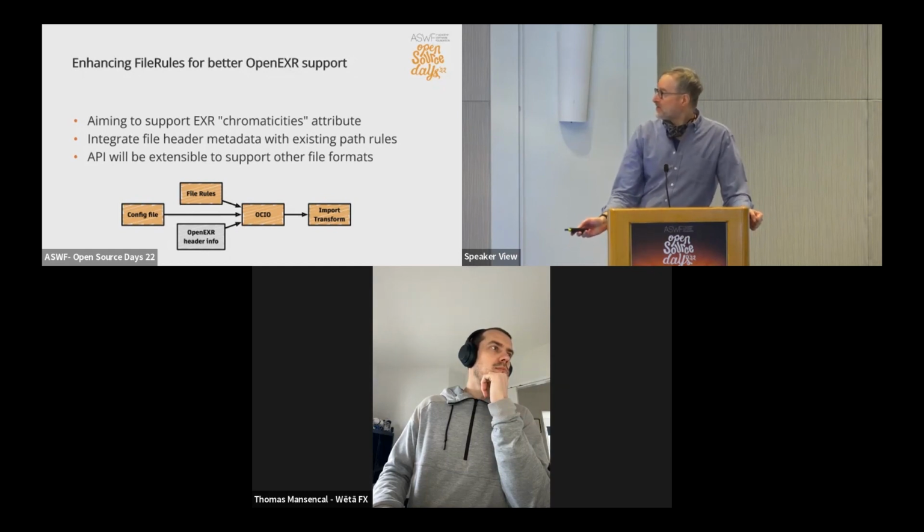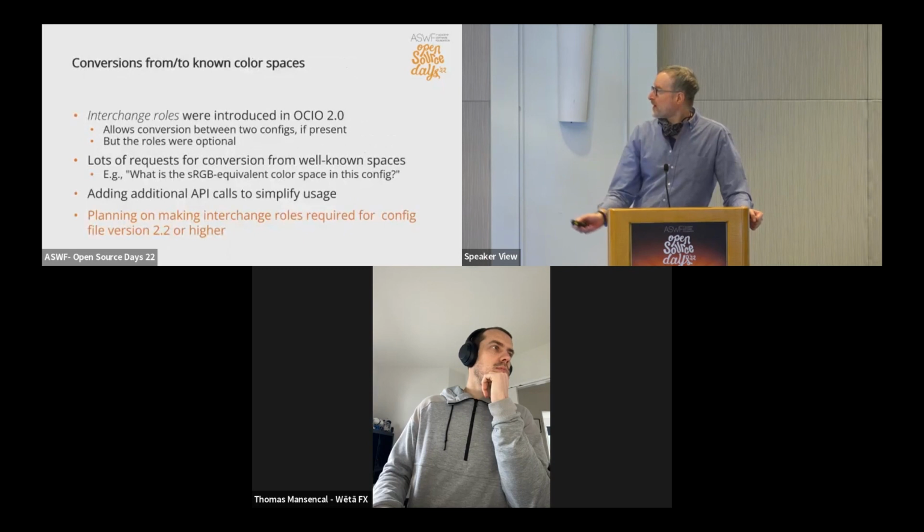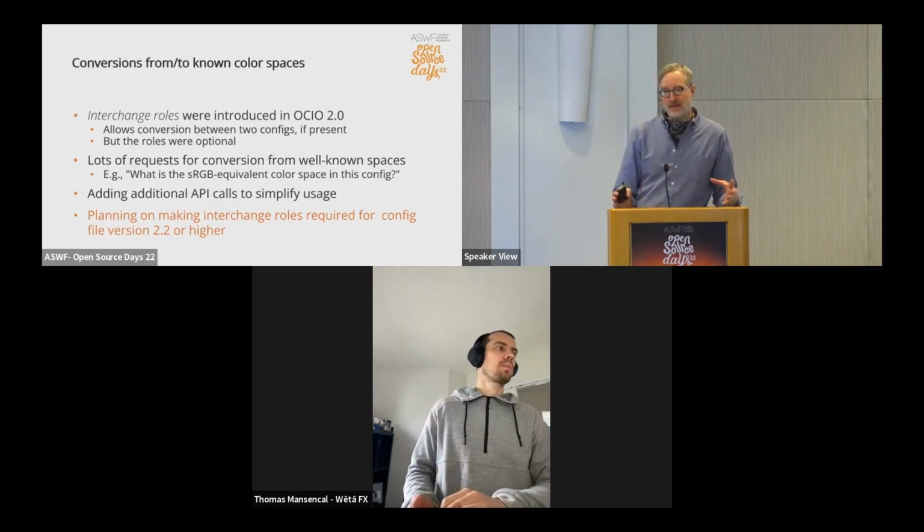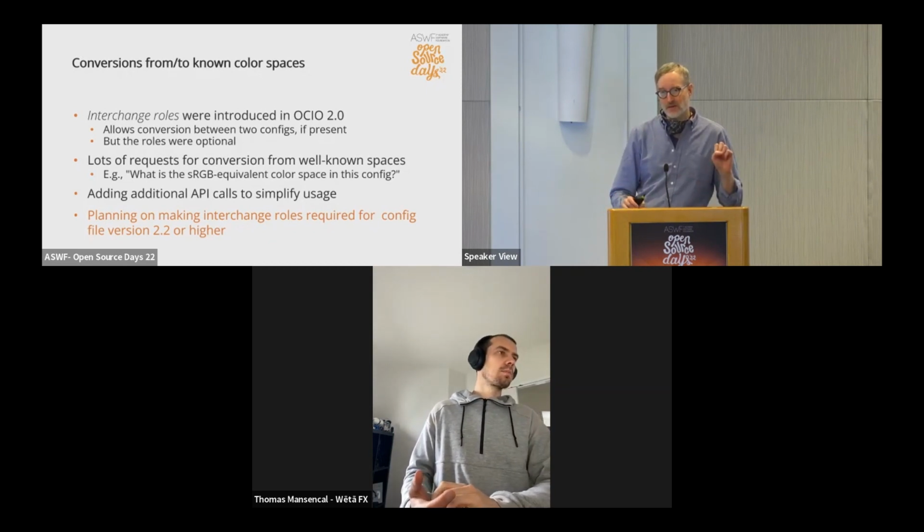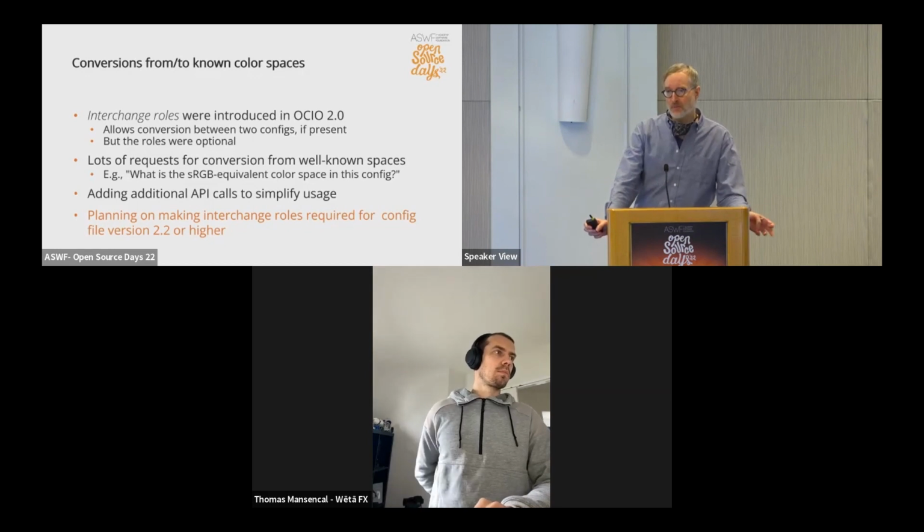And lastly, another topic that comes up a lot is interchange with other color spaces. Historically, each config has been its own universe of color spaces, and in OCIO v1 there was no way to convert. If you wanted to go from a color space in one config to a color space in another config, there was no way to do that. And so that poses certain problems.